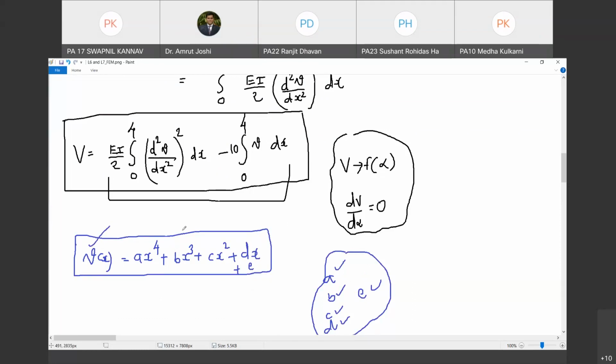Yes, sir. Don't get confused between this V and this V. This one stands for potential energy. This one stands for vertical deformation at the distance x from the left end. Are you with me? Yes, sir.